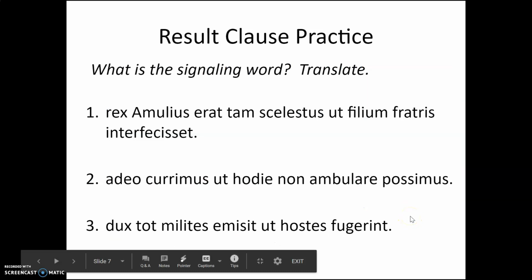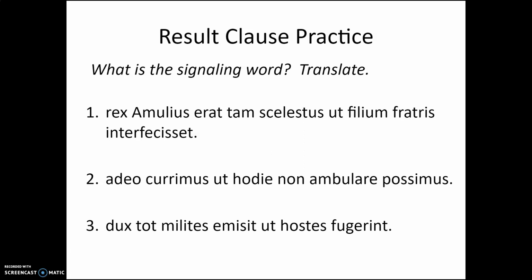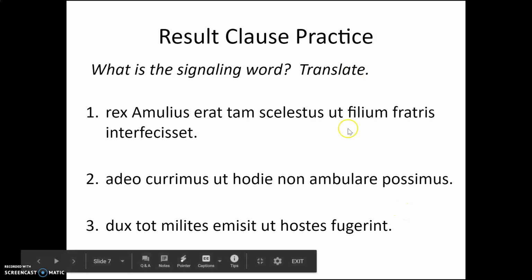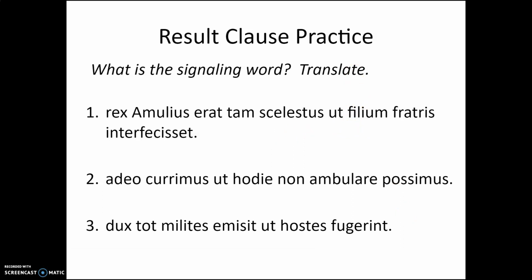All right, so now we're going to do three sentences together as examples. When you're doing these, look for the signaling word, look to see what tense the subjunctive verb is, and translate. So let's take a look at number one. Rex Amulius erat tam scelestus, ut filium fratris interfecisset. Here's my signal word from tam, tantus, tot, adeo, ita, sic. There's my ut, and then I see interfecisset. I see that it has isse in the middle, so I know that it is pluperfect subjunctive.